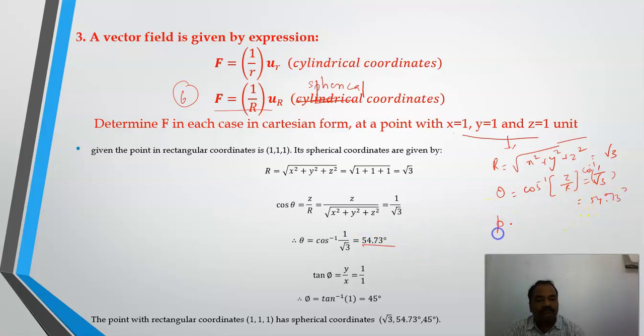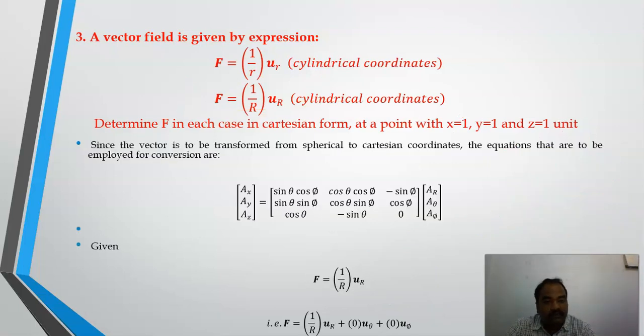And phi is tan inverse of y by x. y is 1, x is 1, both are positive. So I can directly take phi. So it is 45 degrees. So now these are the components: root 3, 54.73 and 45. These are the spherical coordinates of the point. Now, transforming the vector. So our vector is now this one. This is our vector.